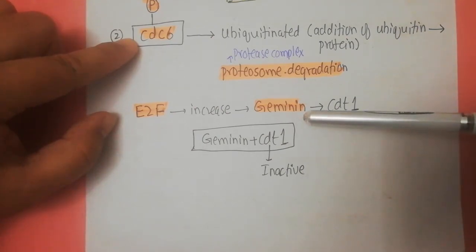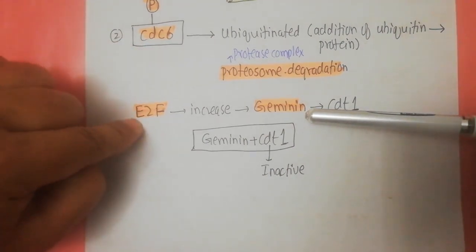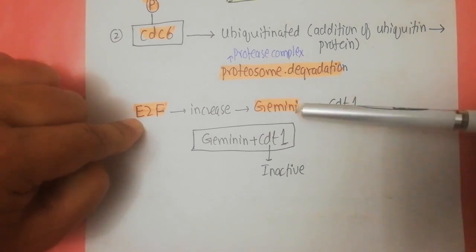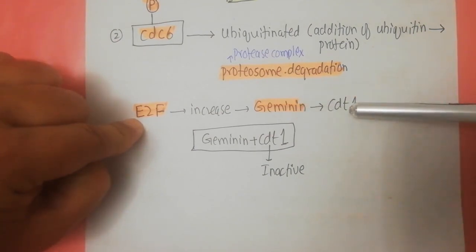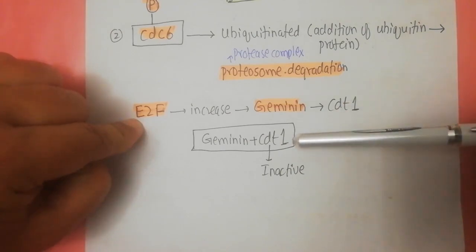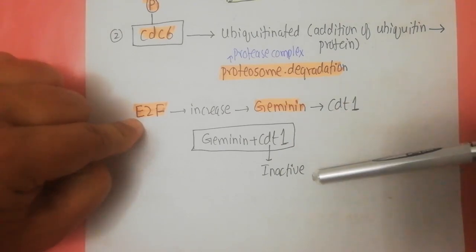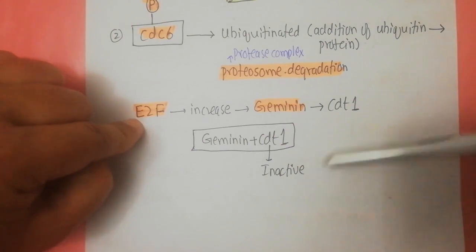Now, where does geminin come from? The levels of geminin are increasing in the cell because of E2F. So E2F is driving the transcription of geminin, and the levels of geminin increase in the cell. They are going to bind to CDT1, thereby rendering CDT1 inactive. We will continue the discussion in the next video.